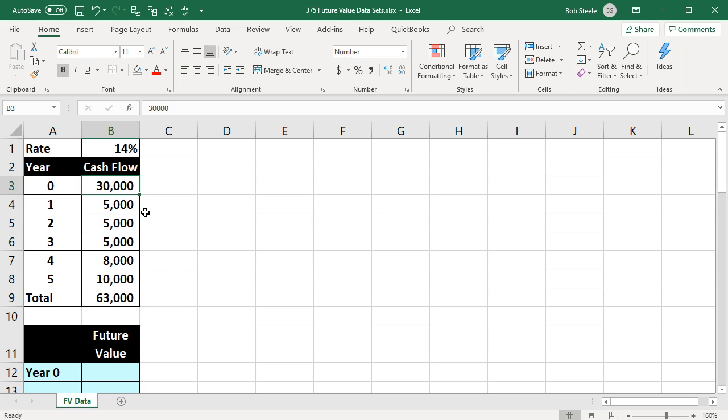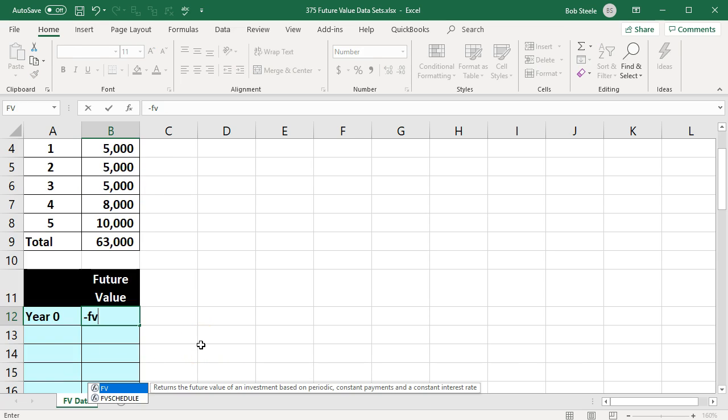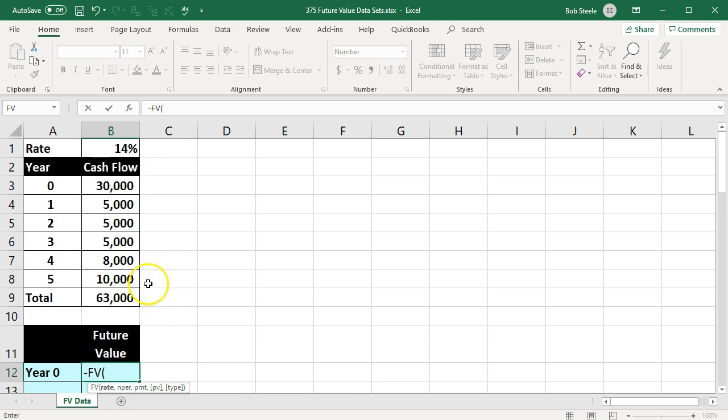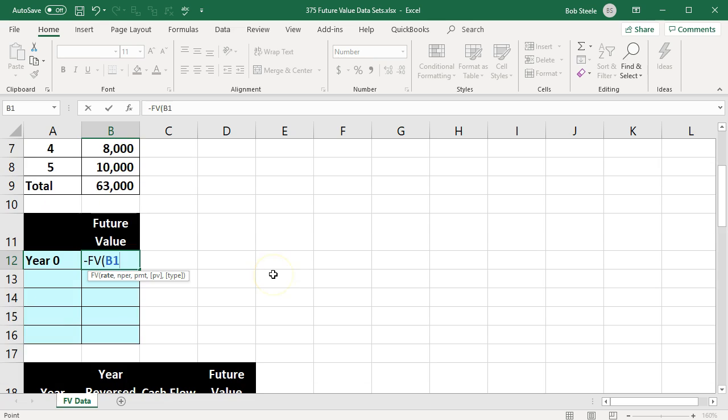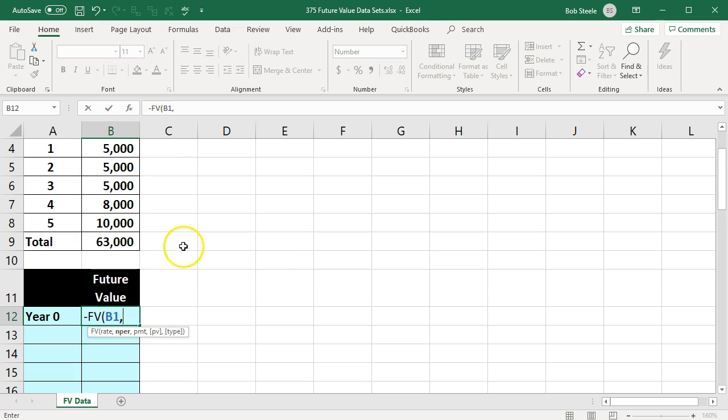So that's going to grow over the 5 years. So we're going to say, let's use our formula to do that. We're going to say this is negative future value to flip the sign. That's why I put a negative. Double click the FV, the rate 14%, comma, and then we're going to take the number of periods, which is going to be 5. And this is the confusing thing.